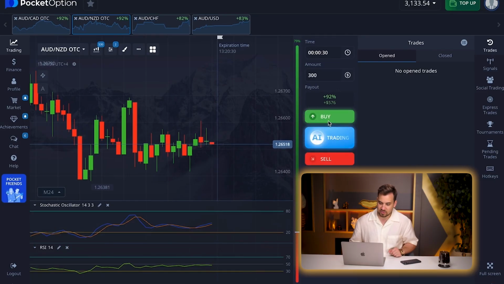Mistakes happen, guys. And a systematic approach helps you recover quickly. Okay, seventh trade, Australian dollar and New Zealand dollar.